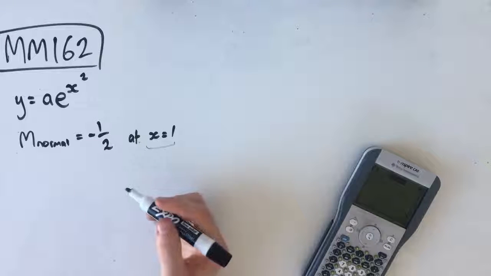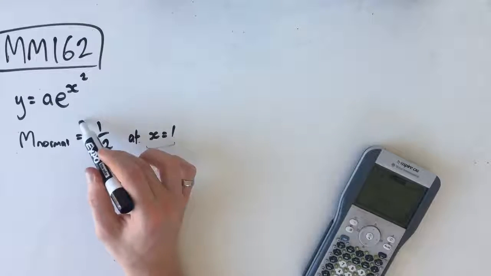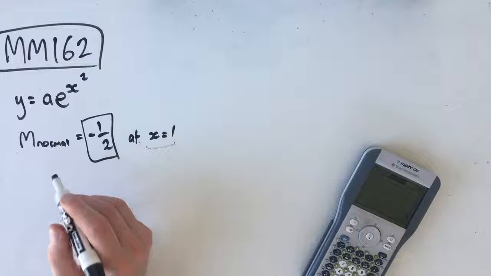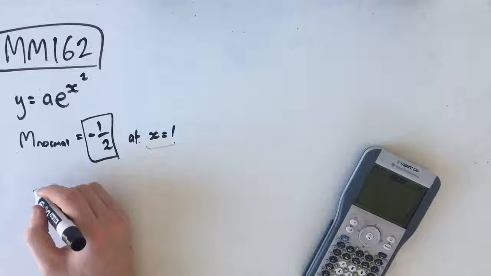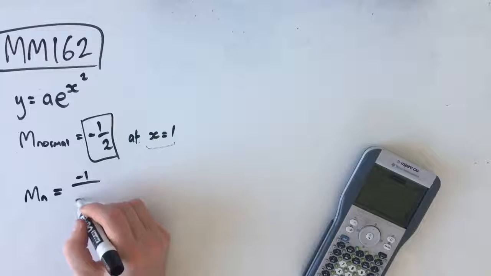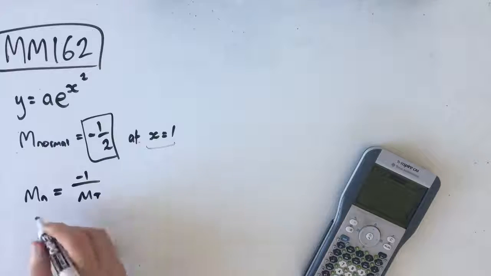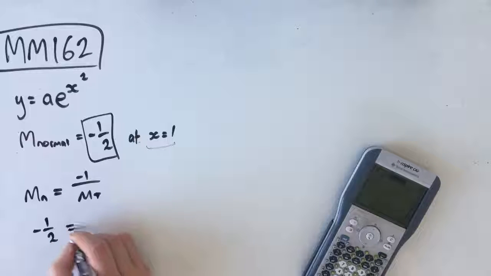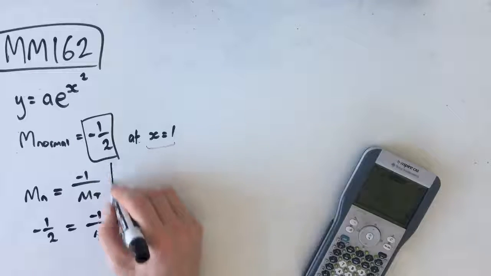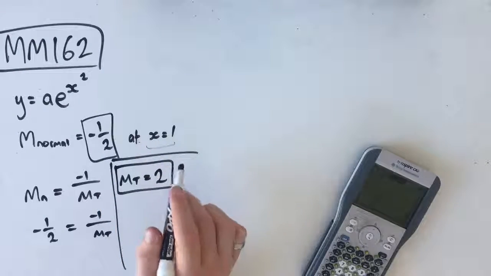So what we know is the gradient of the normal, which is perpendicular to the tangent at that point, has a gradient of -1/2. Perpendicular lines have a gradient that is the negative reciprocal of the original line, which means that the normal, mn, is equal to -1 over the gradient of the tangent, mt. That means that our gradient of our normal is -1/2, which equals -1 over mt, which means that the gradient of our tangent is equal to 2, right? Because it's the negative reciprocal of -1/2.